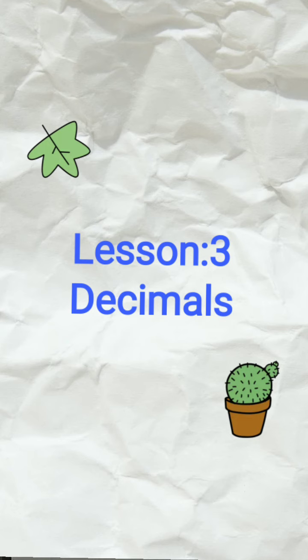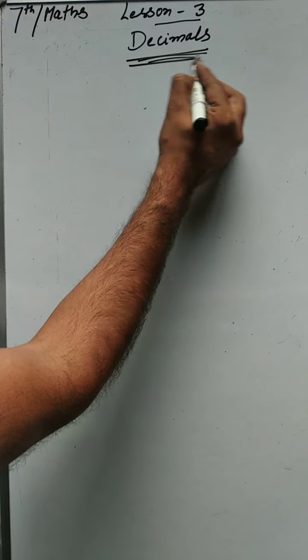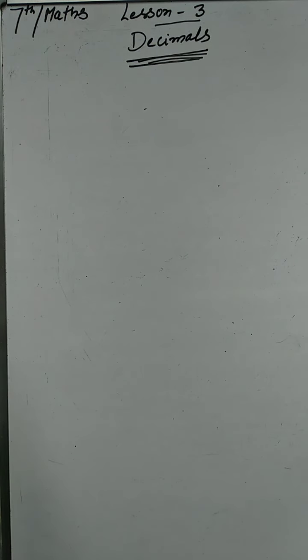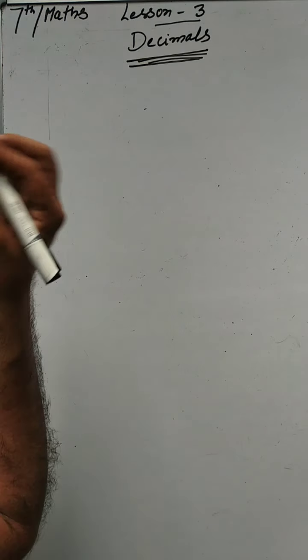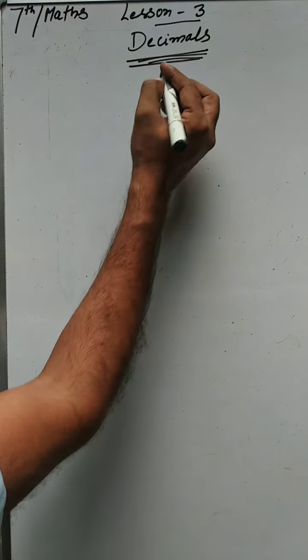Beta, today we will continue class 7th, lesson 3rd, decimals. You have studied about the decimal in class 6th. But here, I want to give you a review about the decimals. But what are decimals? First of all, they are related with fractions.